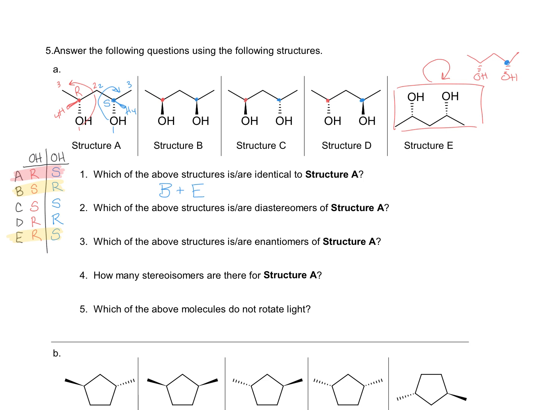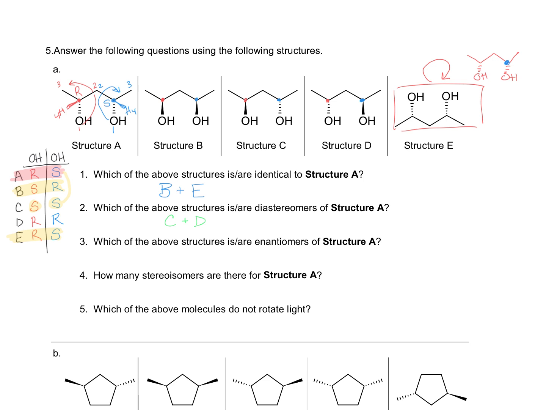The next question asks, which are diastereomers? So as we look, structure C is the same on the S side as it is to A, but it's opposite on this side. So that would make it a diastereomer. So C is a diastereomer. And then also D. So these are the same in D, and then they're opposite here. So C and D are diastereomers of A. And then the question asks, which ones are identical to A?